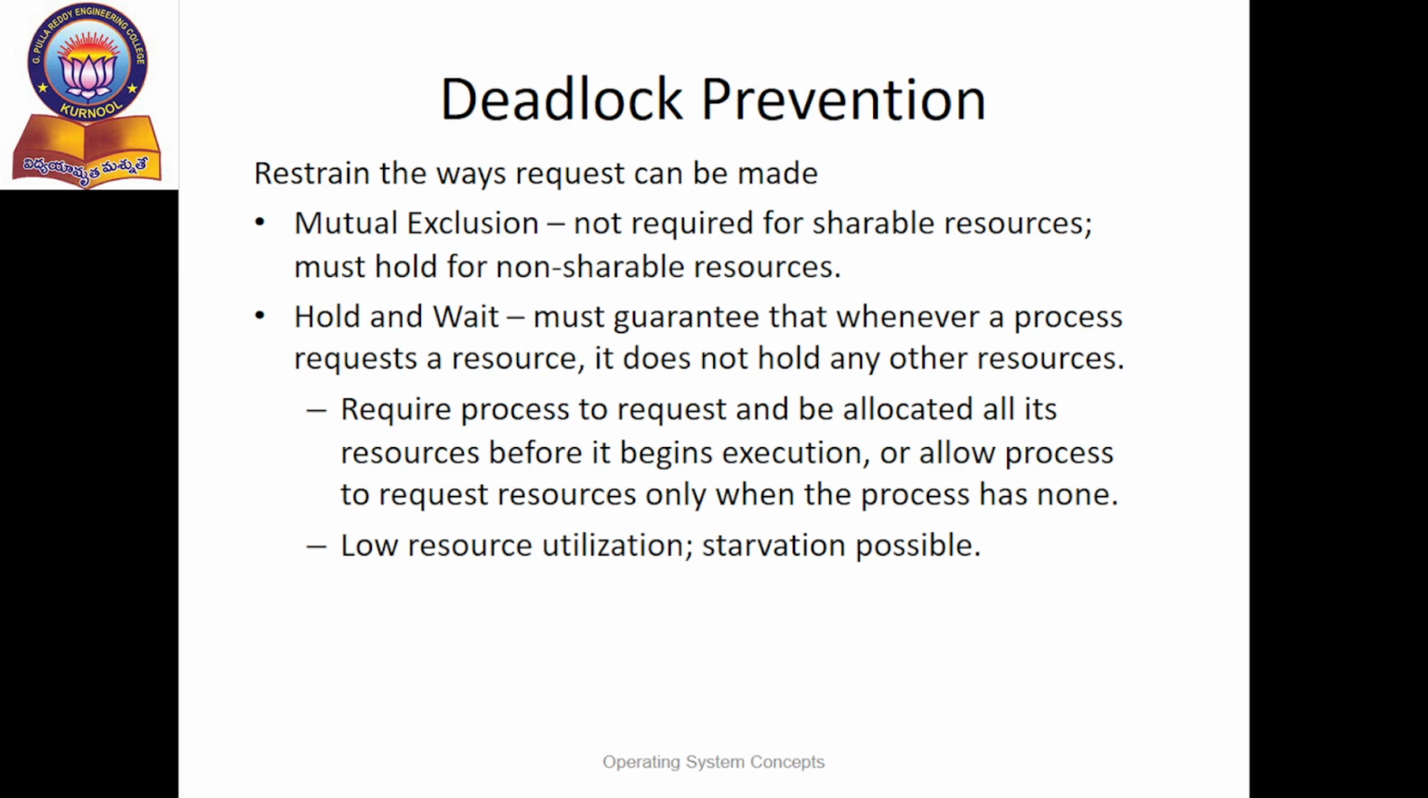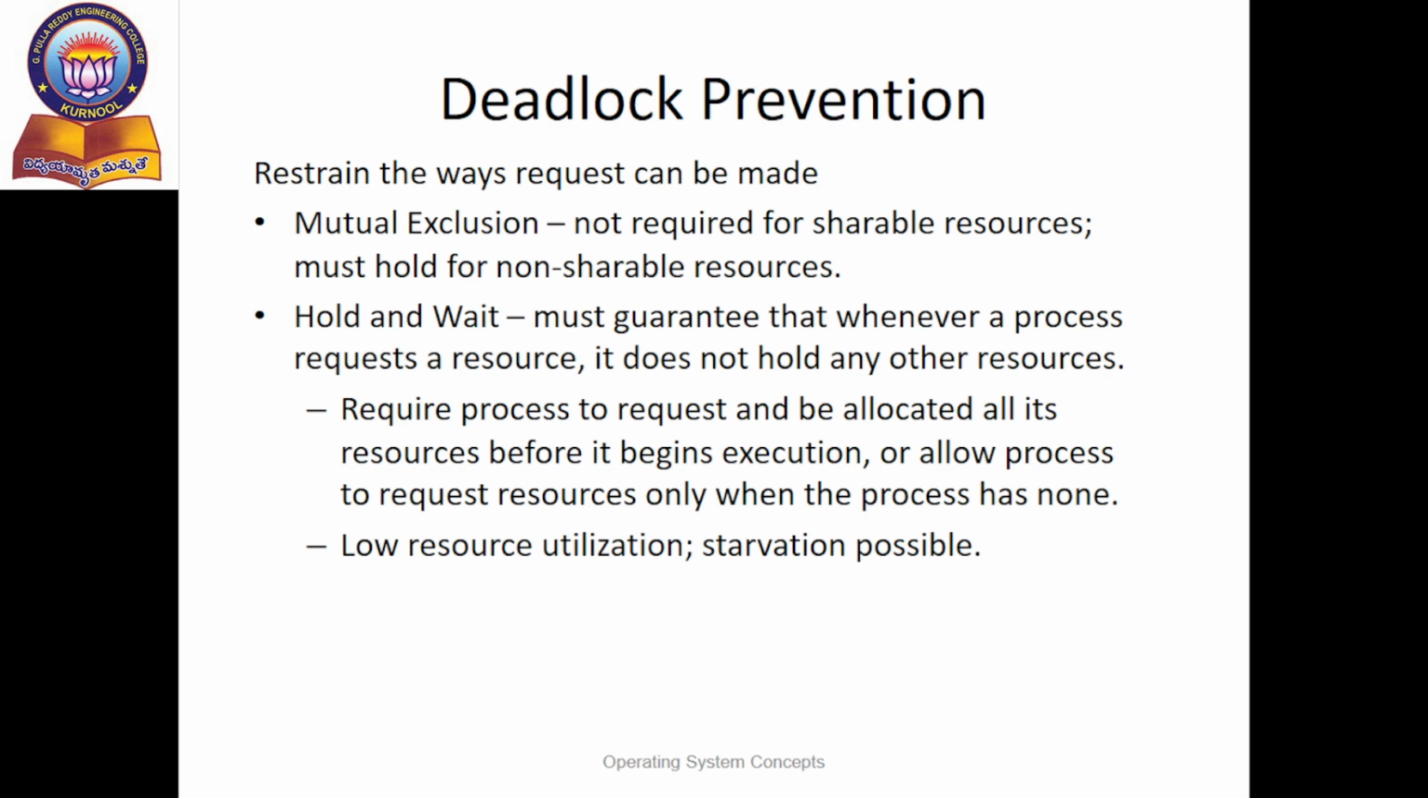So what are they: mutual exclusion, no preemption, hold and wait, and finally the last one is circular wait. So when can we prevent a deadlock? What is deadlock prevention? We need to take some precautions such that deadlock will never occur.